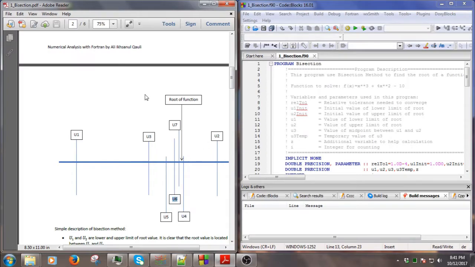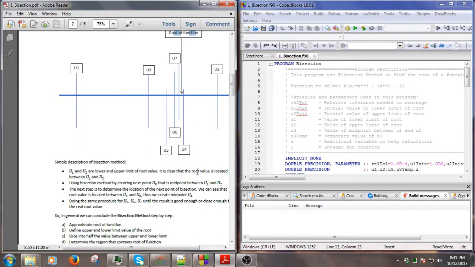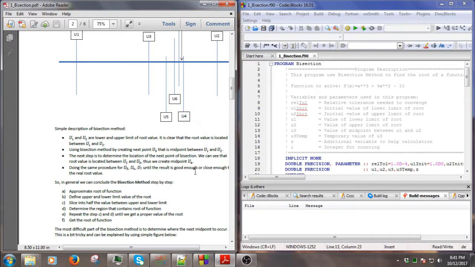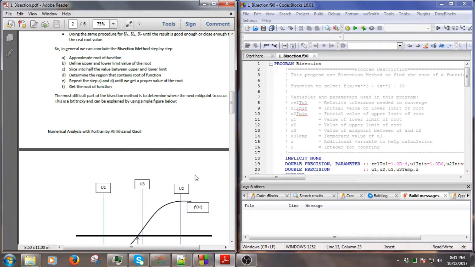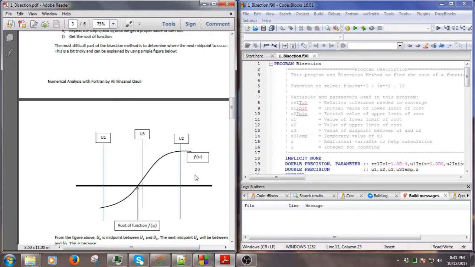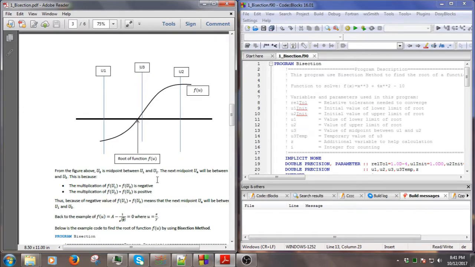So basically we cut the region in half, but before we cut the region in half, make sure we find the region to do the calculation in the next step. So that's basically how the bisection method works, simply like this one again. So let's go to the code here.